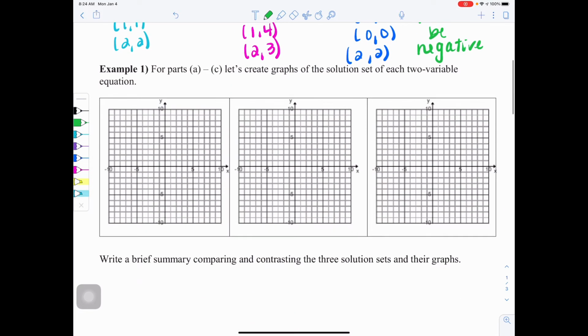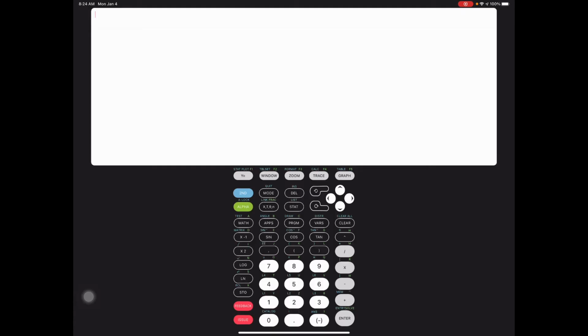For our first example, we're going to take parts A and C and create graphs of the solution set of each 2-variable equation. So let me show you what you can do with your graphing calculator in order to graph these. If I want to find out what the graph of y equals the absolute value of x looks like, I'm going to type y equals screen, and I need my absolute value button, which is under math. So I will go to the math key.